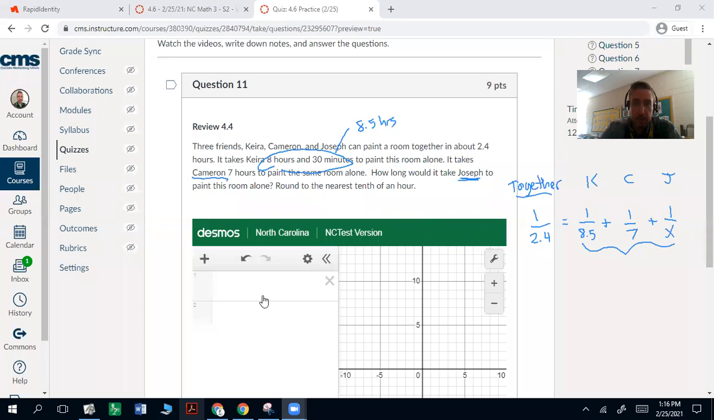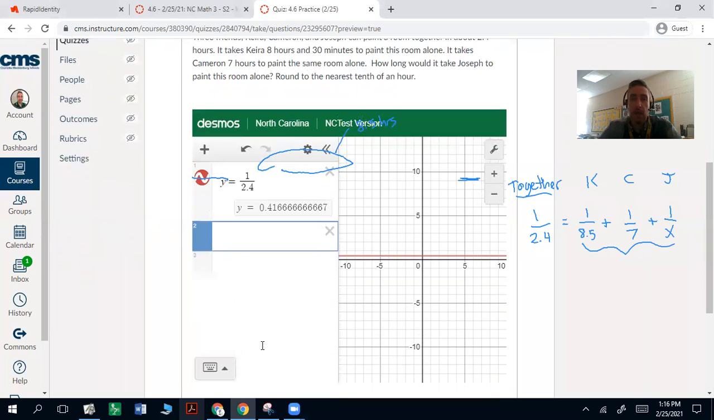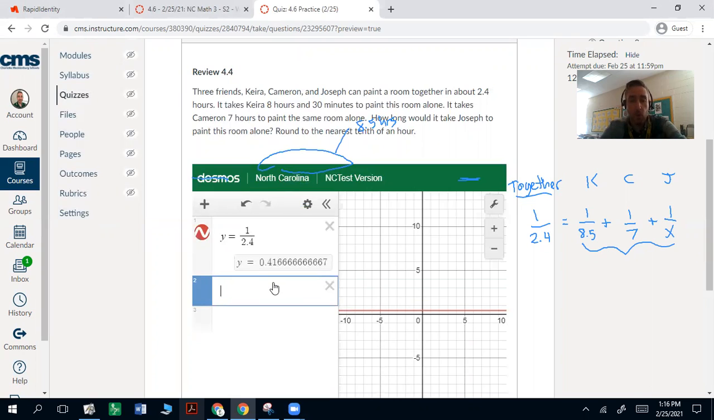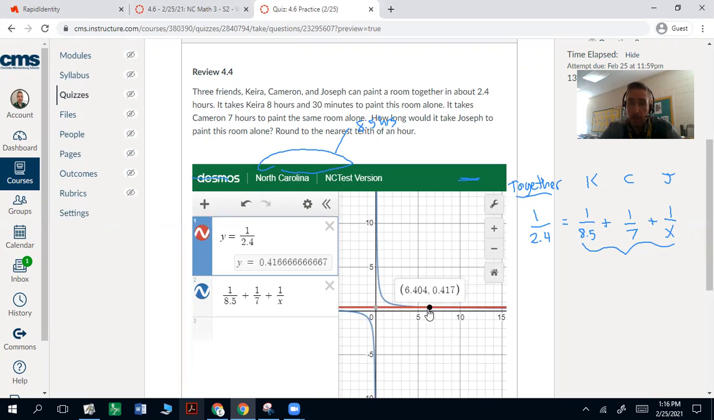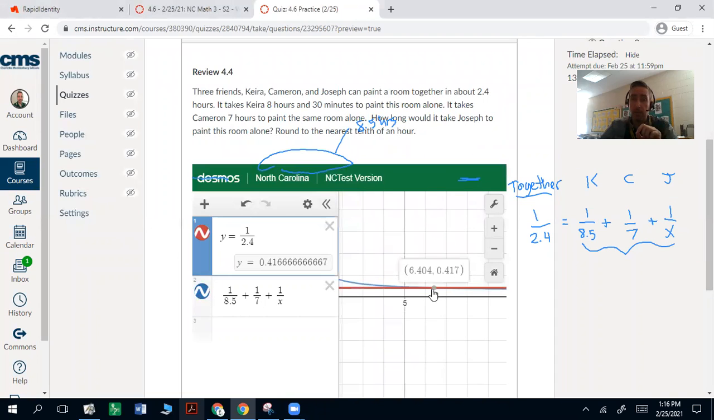For graphically, you would do y equals 1 divided by 2.4. And then on the other line in Desmos, you would do 1 divided by 8.5 plus 1 divided by 7 plus 1 divided by x. And we want to click on this graph to see where they cross. And you can see right there, the x value is 6.404. So it's going to take Joseph about 6.4 hours to do this room all alone.